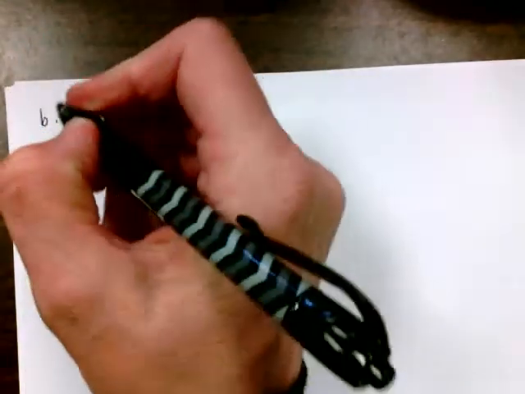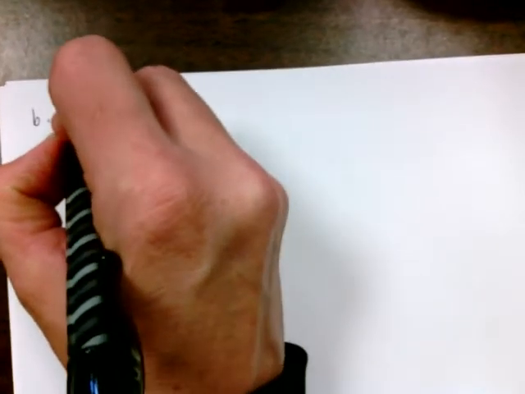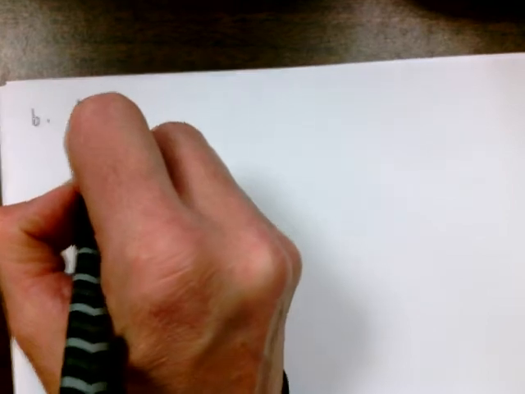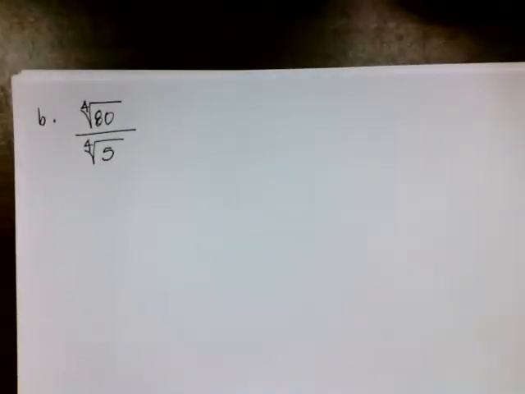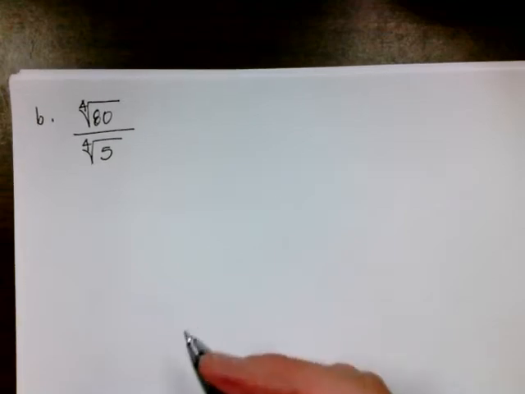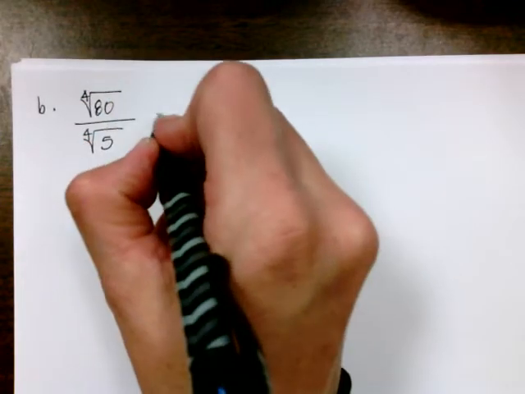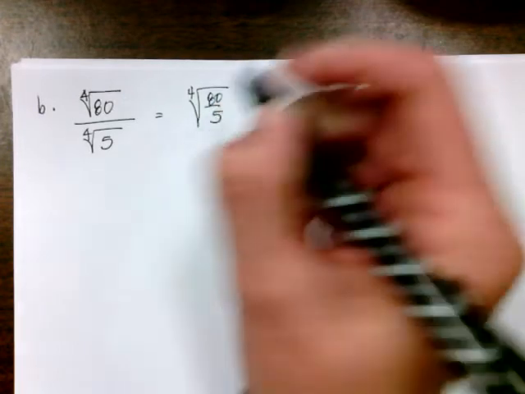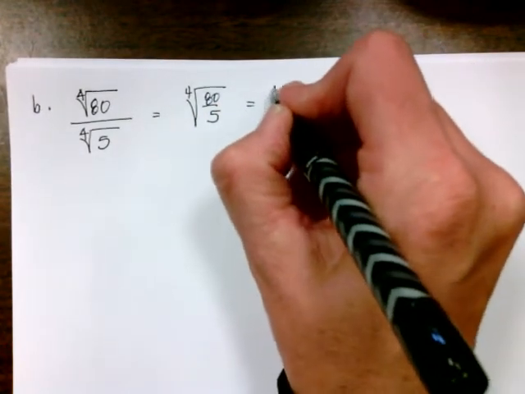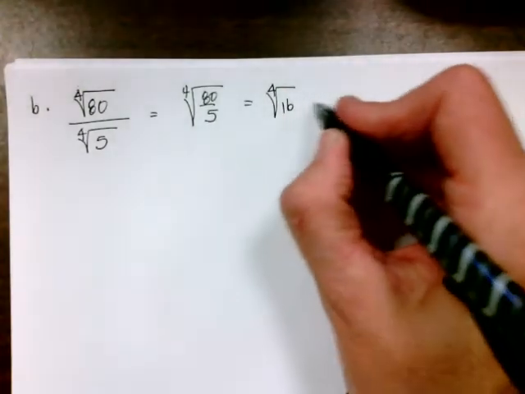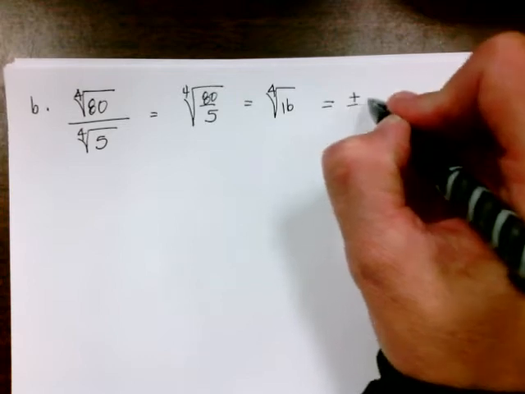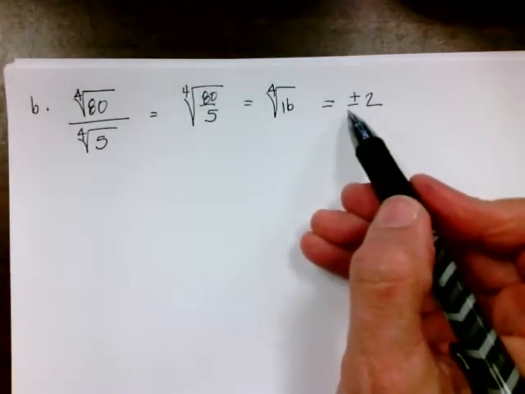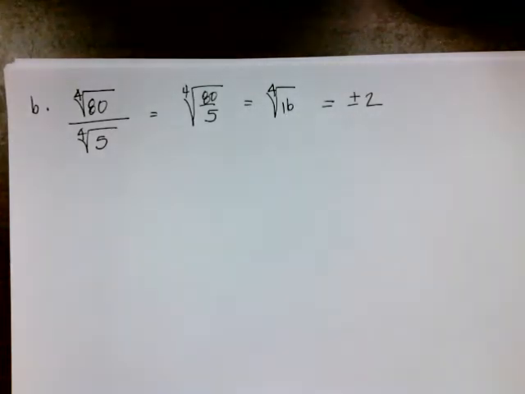Here's B. Remember, we're just simplifying. So now I'm going to have the fourth root of 80 divided by the fourth root of 5. And just as a reminder, remember that a fourth root would be 4 of the same number multiplied together. The roots, or the indexes, are the same, so I'm going to rewrite this as the fourth root of 80 divided by 5, which is going to be the fourth root of 16. And then I know that the fourth root of 16 is going to be plus or minus 2. It's plus or minus because the 4 is even, and 2 to the 4th power equals 16.